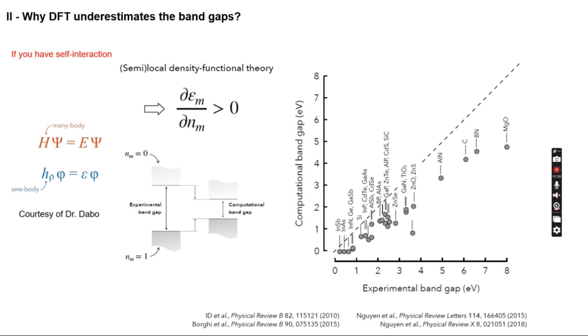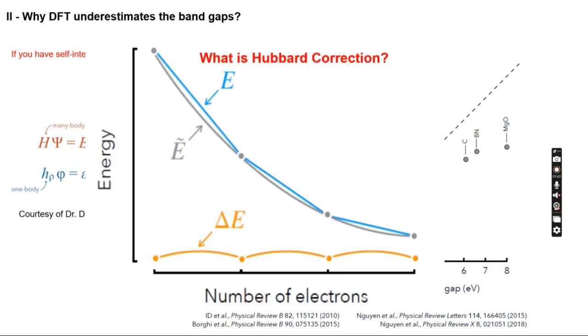So in order to correct the self-interaction error, we perform the so-called Hubbard correction, or the DFT+U approach, just by adding these piecewise parabolas, which account for the energy difference between the DFT convex hull and the real piecewise linear function.